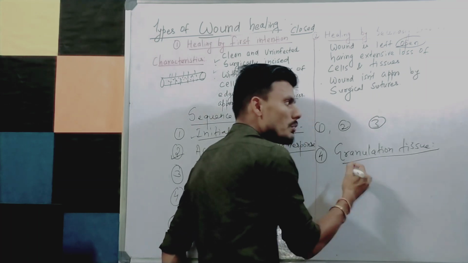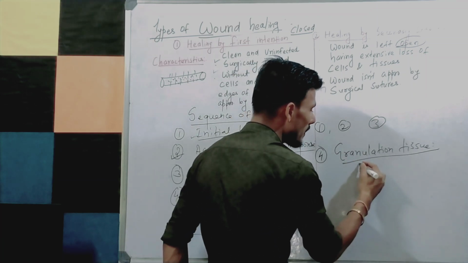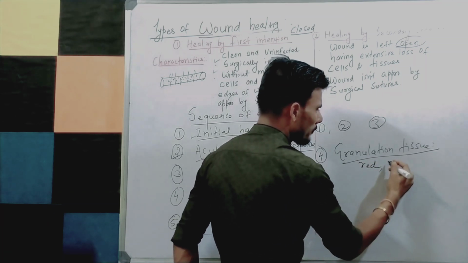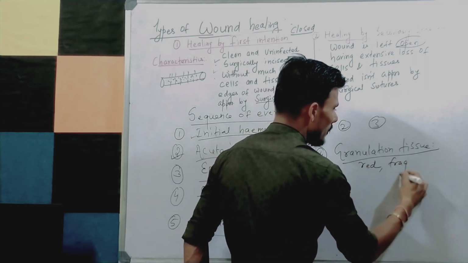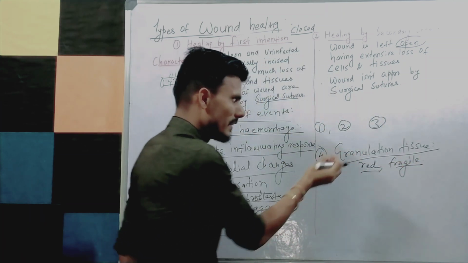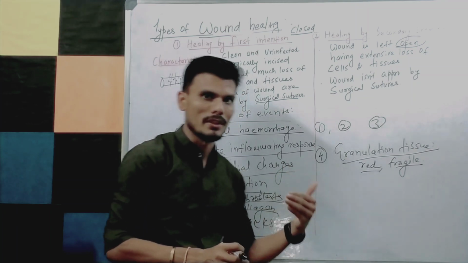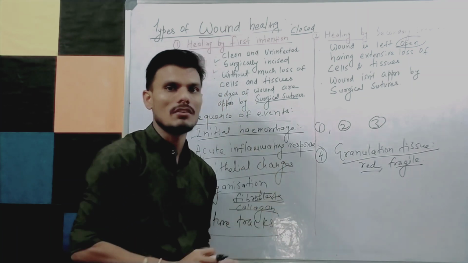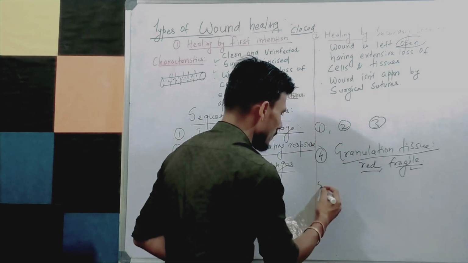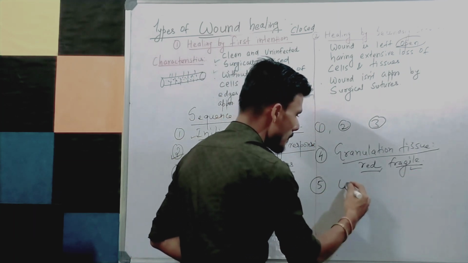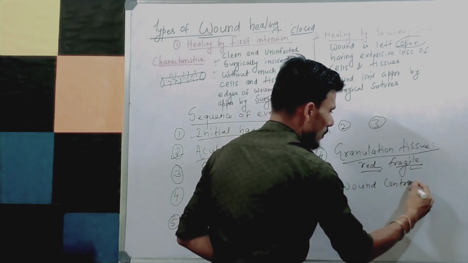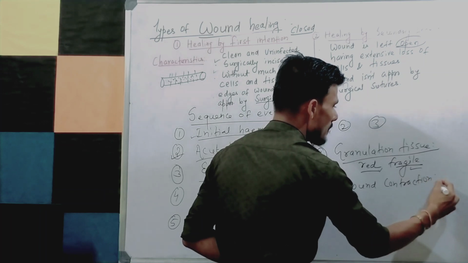And the granulation tissue which is formed here will be deep red, and then they are fragile. Fragile means they are very weak, because as you know this is the new tissue which is forming in case of wound healing. That is why they are fragile in nature, or you can say weak in nature. And then the next one is wound contraction takes place.